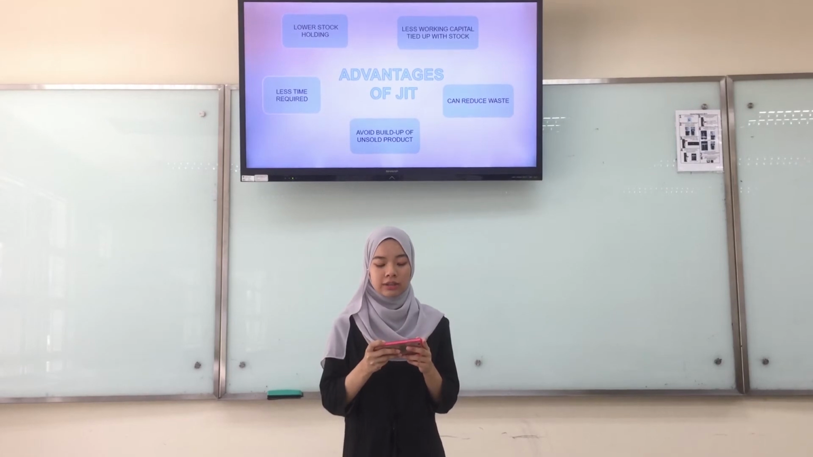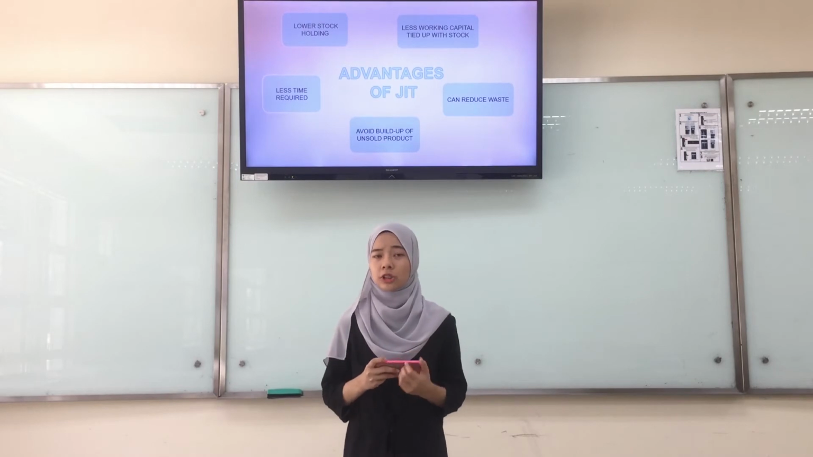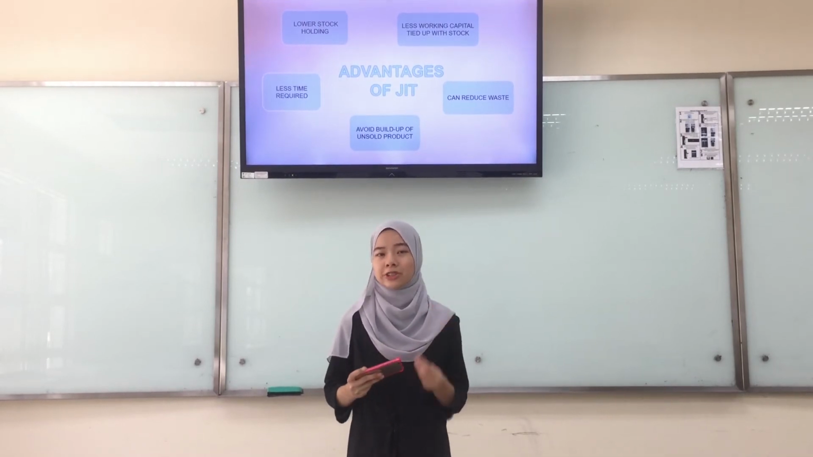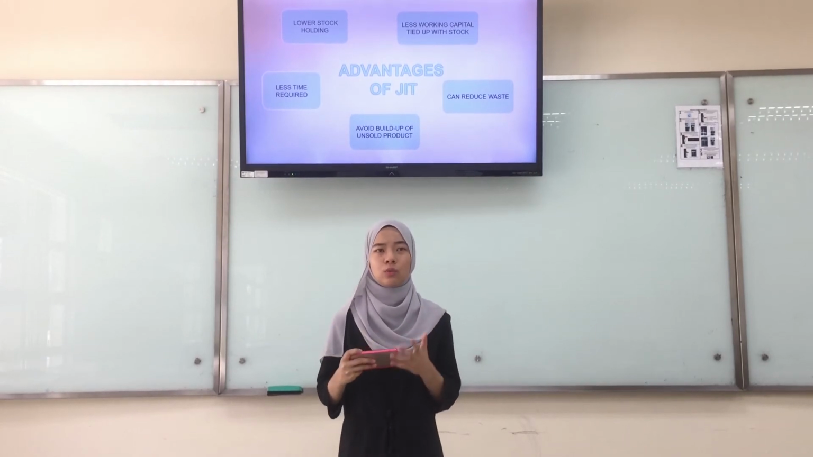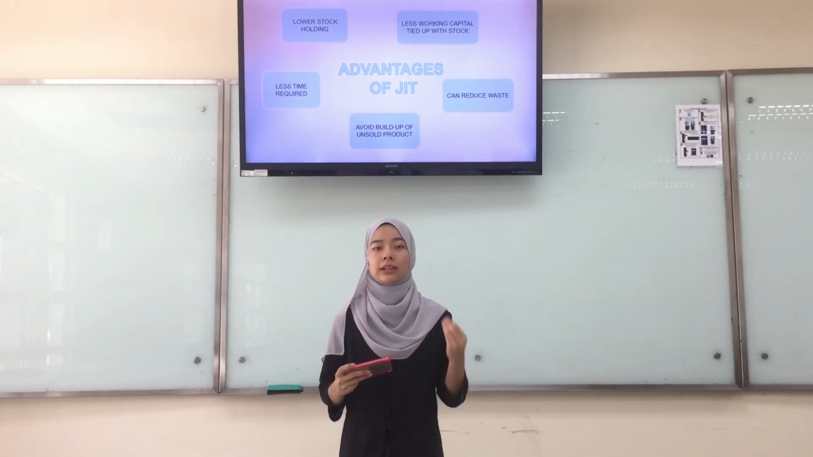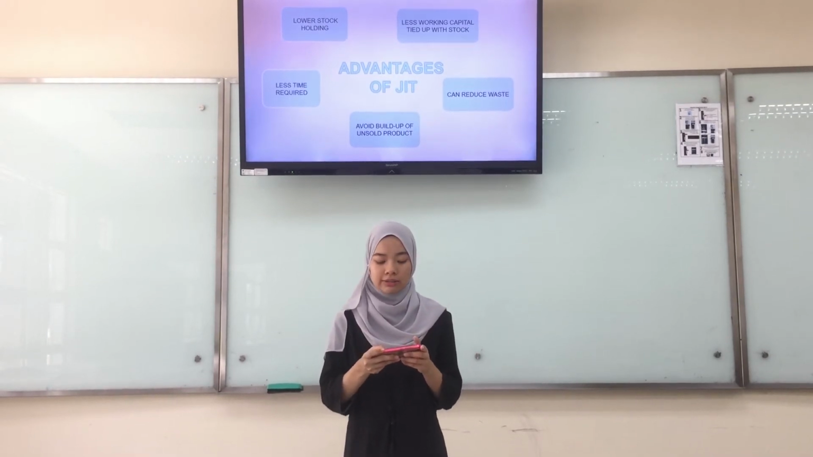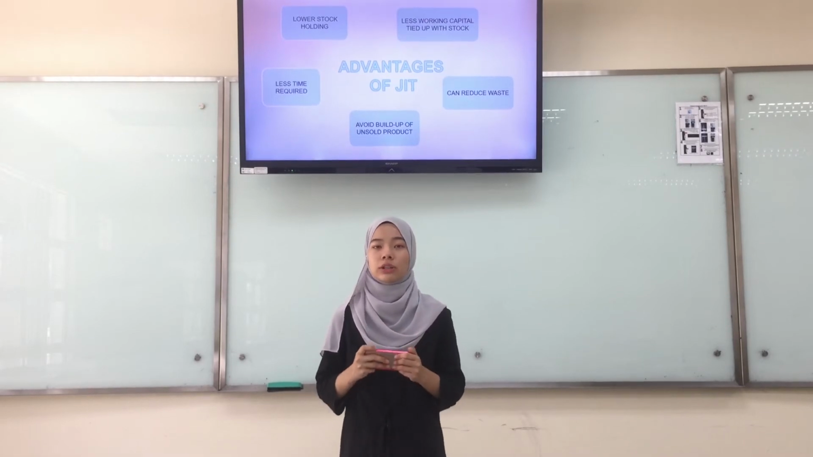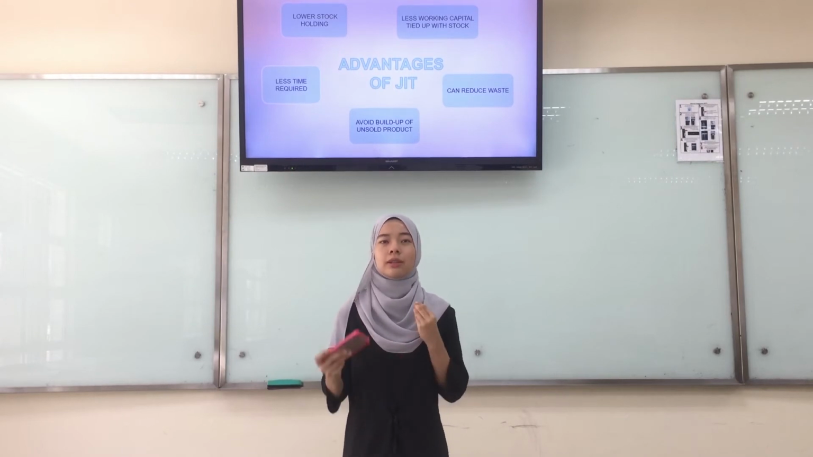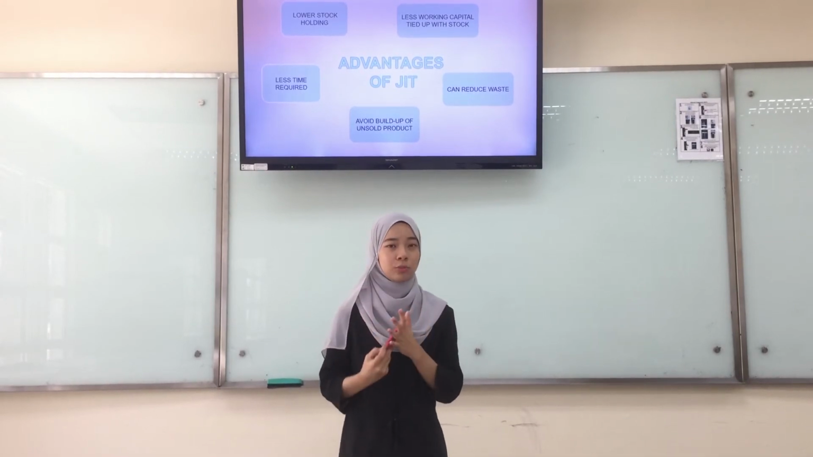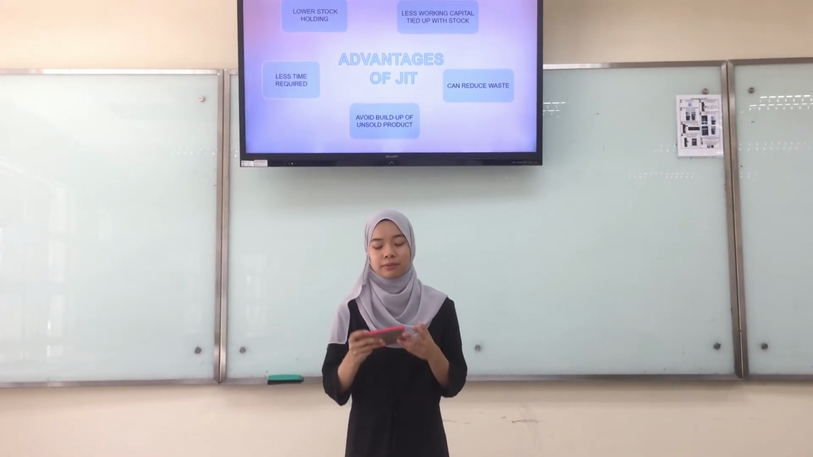The second one is less working capital is tied up with stock. As I mentioned before, in JIT system, we purchase the material in a very small quantity. That means that we need fewer workers and less labor cost to deal with the stock. The next one is that waste can be reduced. When we purchase the material in a small quantity, the possibility for the material to become obsolete or out of date is reduced.